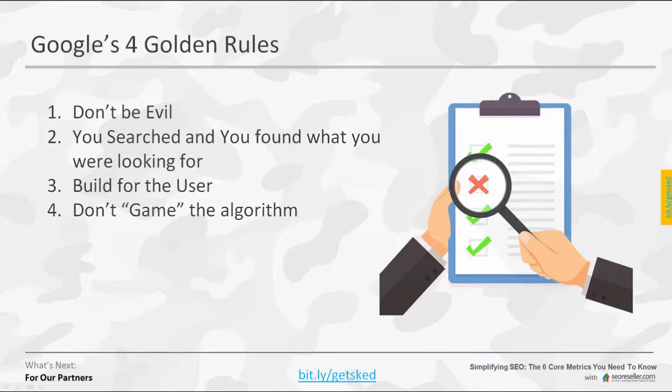This is Google's motto. This is their mission. This is what the core of their business is. The core of Google's business is search. Therefore, they only stay on top of that game by giving relevant results over and over and over again consistently to their users. Because Google rule number 2 is you search and you find what you're looking for as a user. Rule number 3, build for the user.